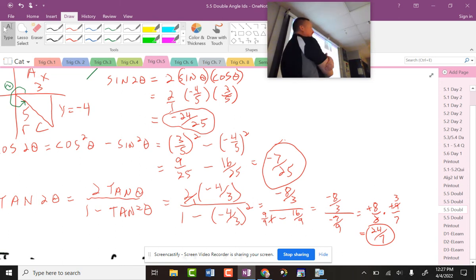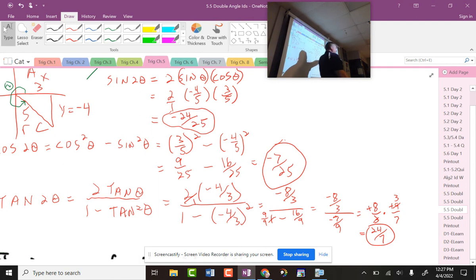Not 2. 3. Right? So 2 theta would have to be in quadrant 3 because, well, look at it. That's the y value. That's negative. That's the x value. That's negative. How you get a negative x and a negative y is quadrant 3.